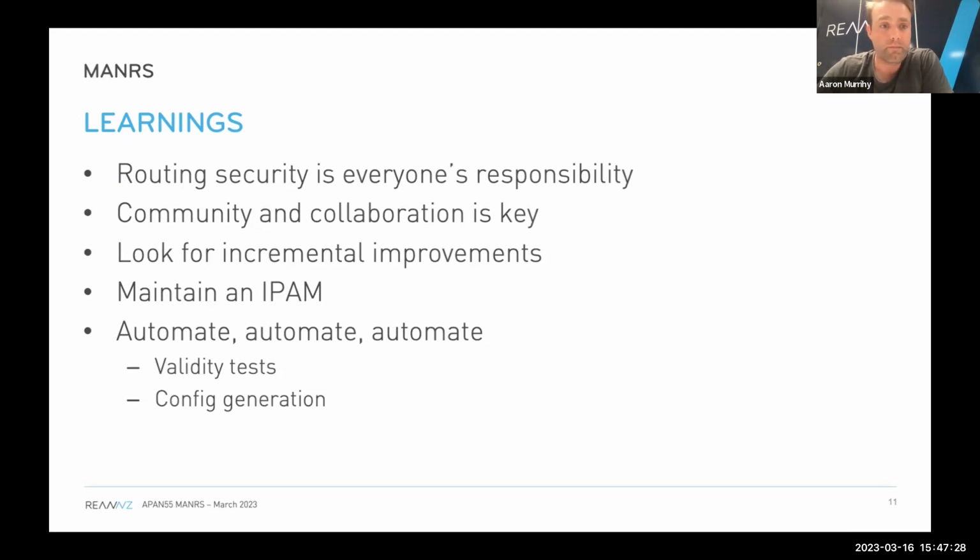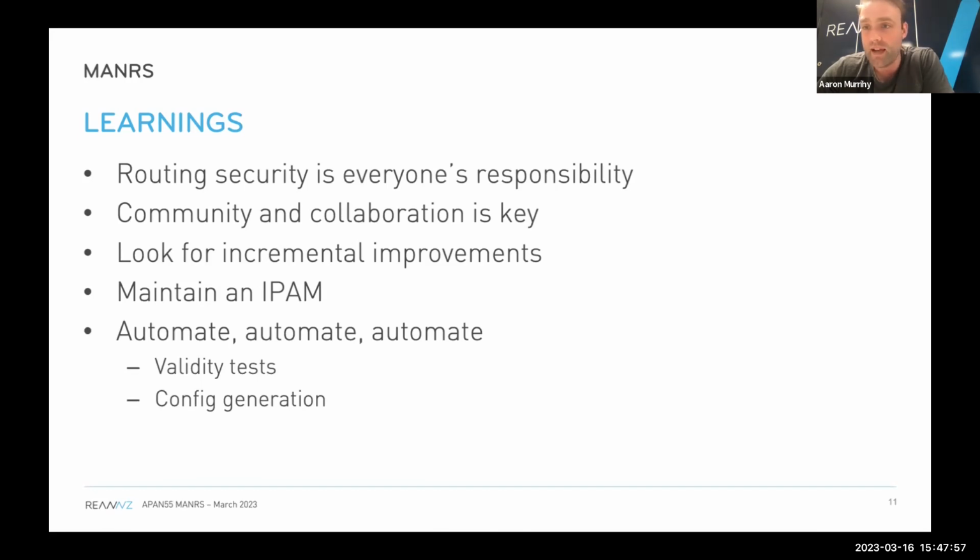Community and collaboration is key. Always look for incremental improvements. Don't figure out how you can solve every problem all at once. Just do them bit by bit, maybe not as slowly as RIANS did, which was over a period of a good 8 or 10 years. You can certainly condense it down into maybe 24 months if you're really working hard on it. Maintain an IPAM, really important.